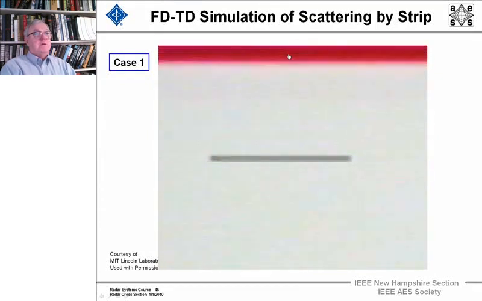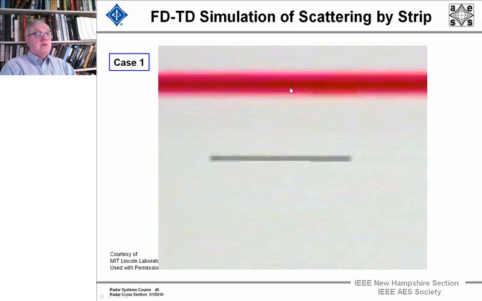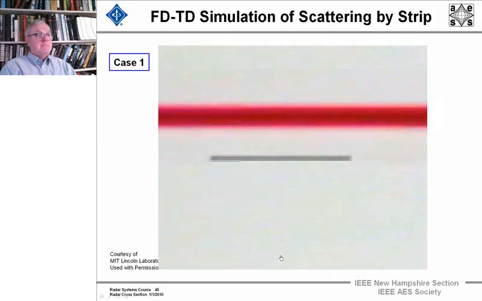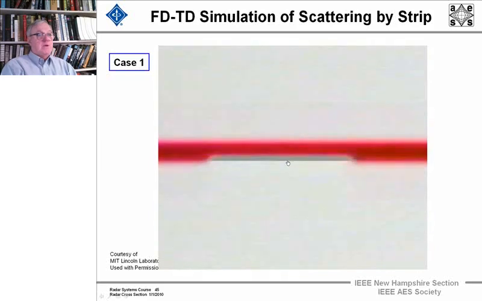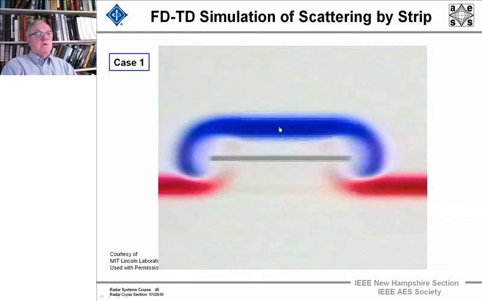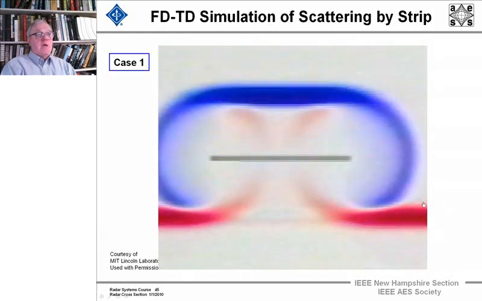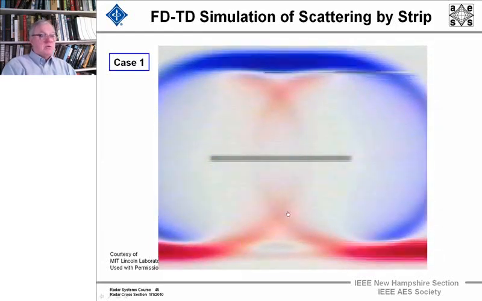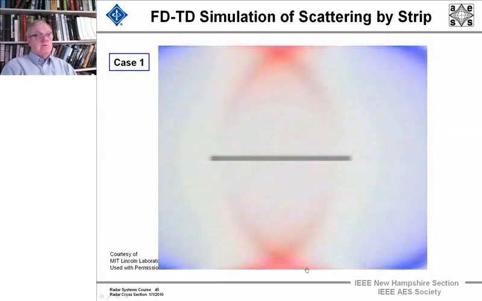Here we see the Gaussian plane wave coming in. Here's the metallic, perfectly conducting metal plate. And here we see it inducing currents, and the induced currents give way to a reflected specular of opposite sign, and you see around the edge some diffraction.